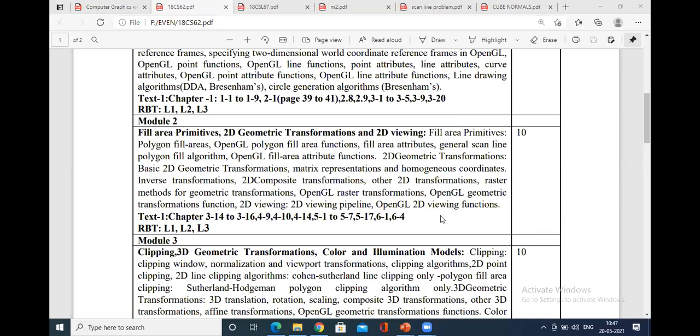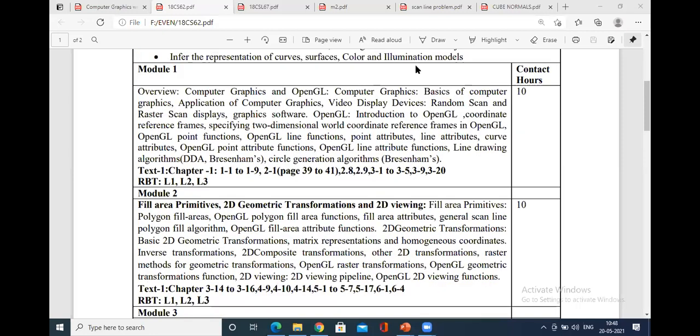So good morning once again. Let me start today a new concept, that is the scanline algorithm. So what is the scanline algorithm? That we'll see. Here is the syllabus.